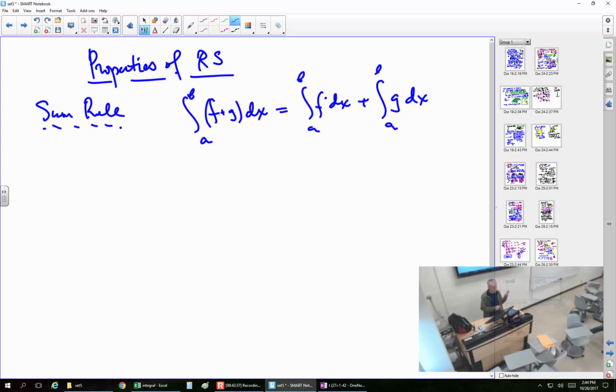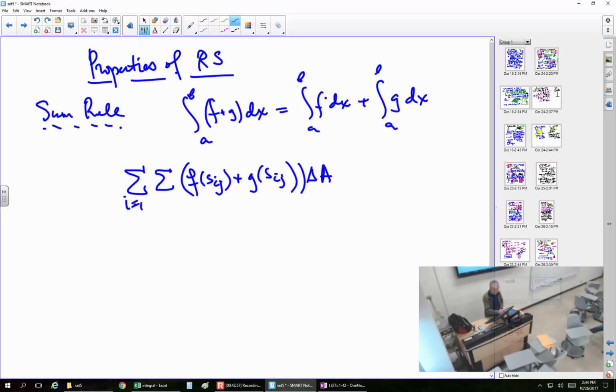So then if I want a similar statement for Riemann sums in dimension 2, I look at those Riemann sums. It's not complicated, but it does look complicated, unfortunately. So it's the sum of f of Sij plus g of Sij, times delta A, with i from 1 to n, j from 1 to n. Okay, so that is my Riemann sum with n intervals and sample points, and I'm taking the sum of the two functions.